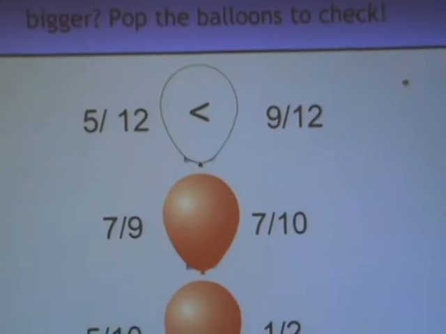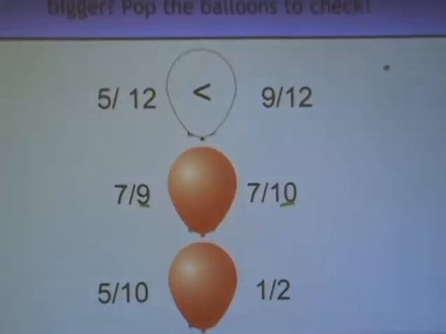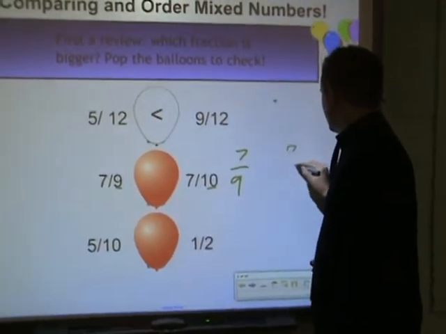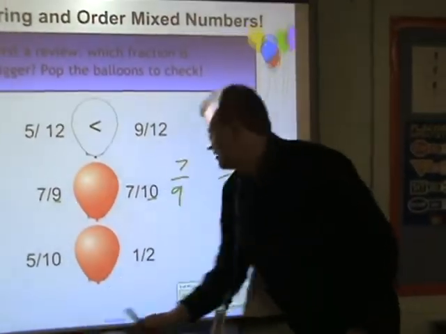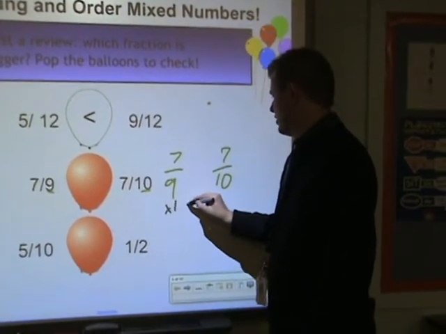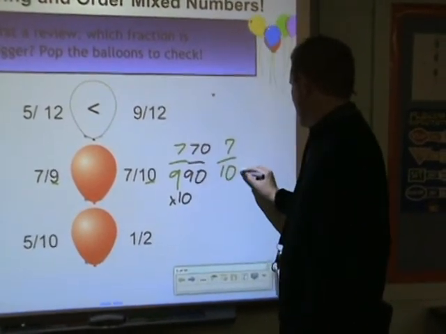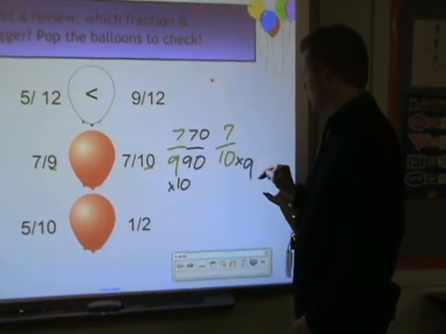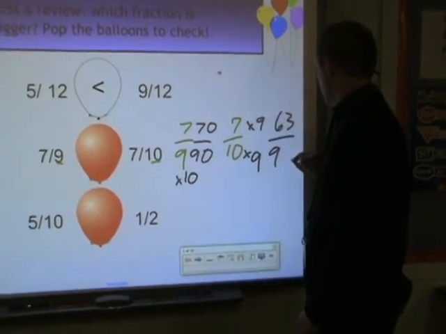7/9 and 7/10. Okay, here we have a case where the numerator is the same, but the denominator is different. So we've got to do what? All right, we've got 7/9, we've got 7/10. Well, we need to find a common denominator. And so what I'm going to do is multiply this 7/9 times 10. So I'm going to end up with 70 over 90. And I'm going to multiply this 7/10 by 9, which is going to give me 63 over 90.